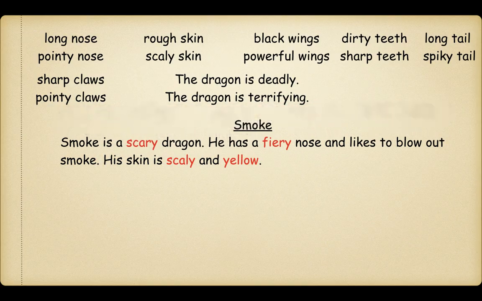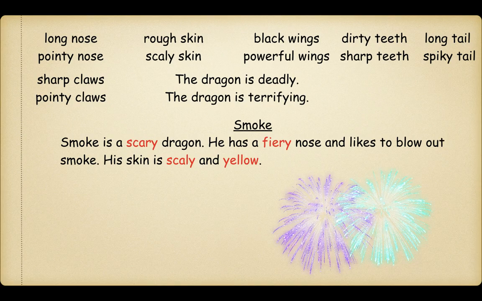So the dragon is dangerous. In fact, describing what the dragon's like in that one. Smoke is a scary dragon. He has a fiery nose and likes to blow out smoke. His skin is scaly and yellow.